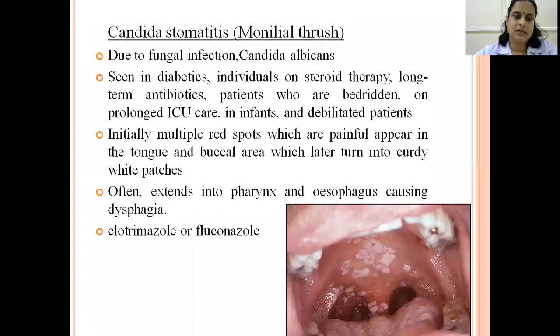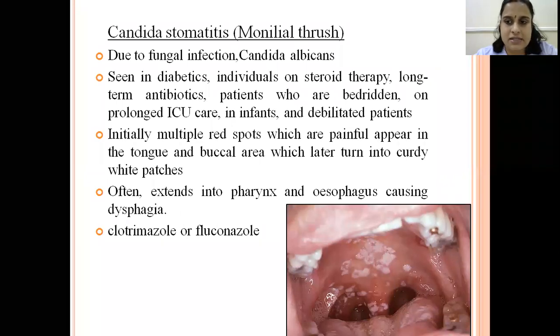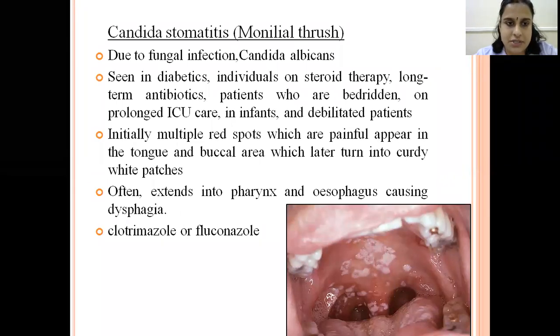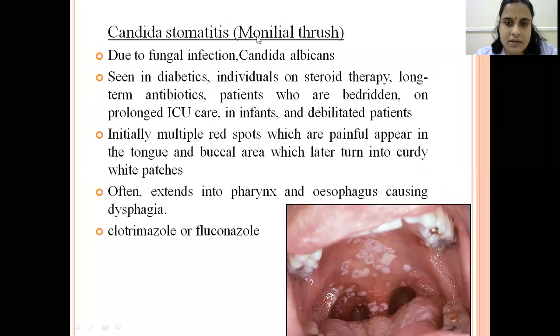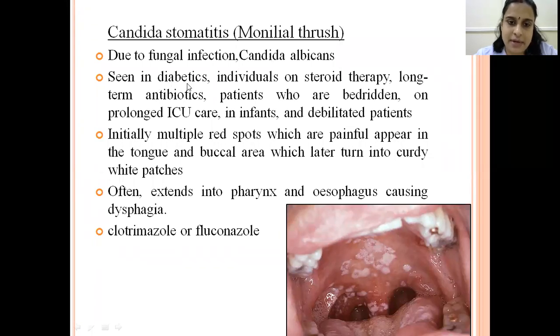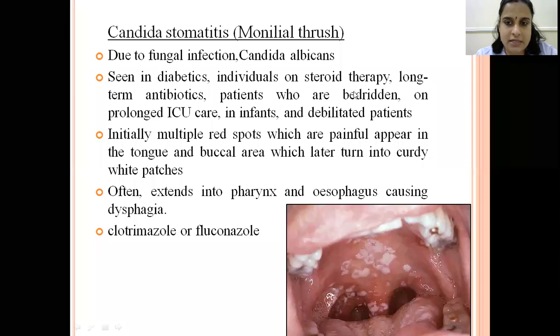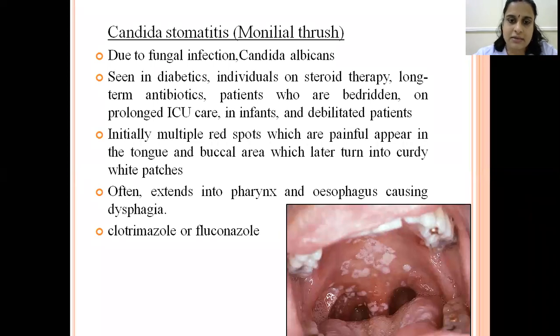Next comes the topic of Candida stomatitis, or also called monilial thrush. Now, what is the causative organism? It is Candida albicans. It is a fungal infection. It is usually seen in immunocompromised patients, such as diabetics or individuals who are on steroid therapy or long-term antibiotics, and patients who are bedridden and in prolonged ICU care. Debilitated patients. It may be seen even in infants.